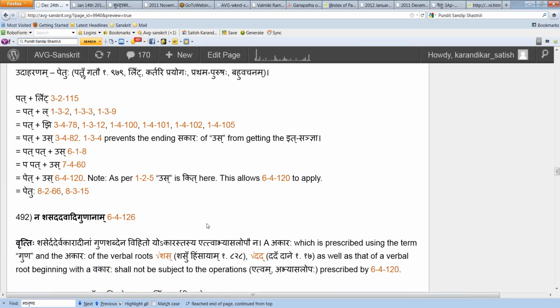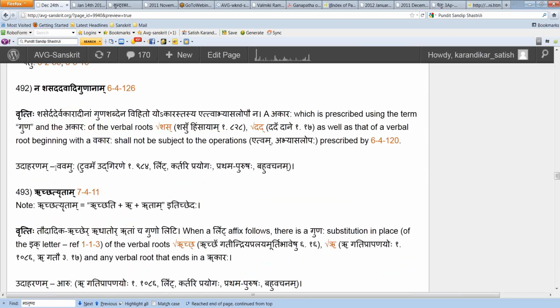These dhatus, so shas, dad, and any dhatu beginning with a vakara, as well as if the akara comes with an operation specified using the guna shabda, then those don't qualify for 6.4.120. Means in those cases we will not do the etva abhyasa lopa. So take a dhatu vam, the form will not be ve muhu, it will be vava muhu, vava muhu.